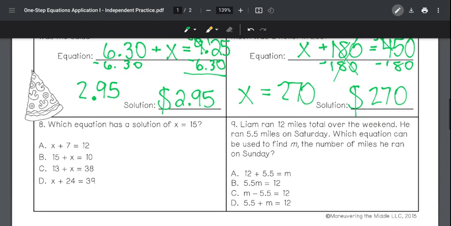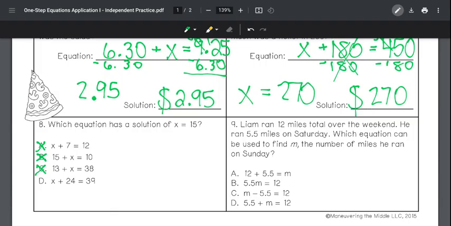All right, last 2 problems. Number 8. Which equation has a solution of x equals 15? So let's figure out. For letter A, if we replaced x with 15, is 15 plus 7 12? No. 15 plus 7 is 22. Is 15 plus 15 10? No. 15 plus 15 is 30. Is 13 plus 15 38? No, 13 plus 15 is only 28.